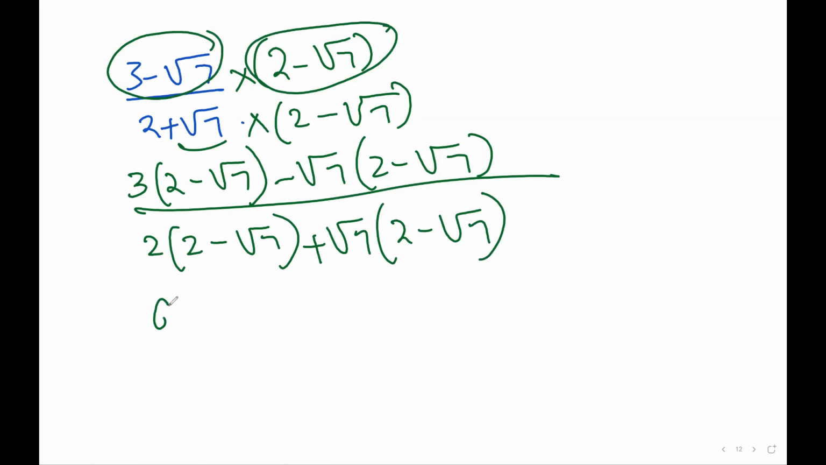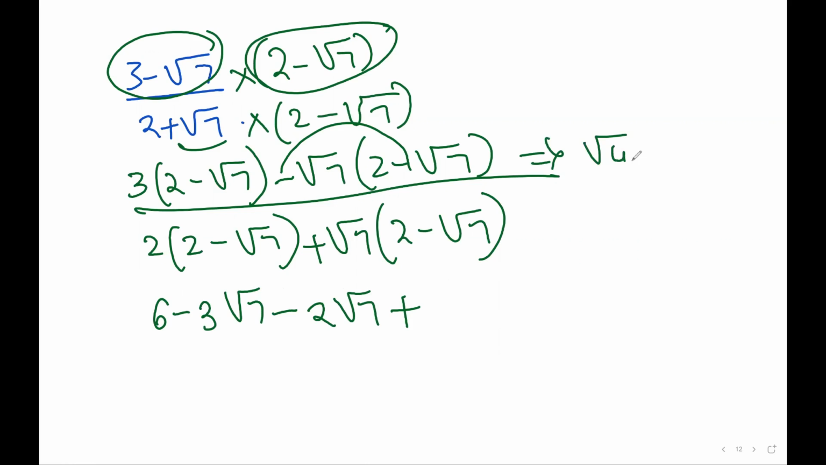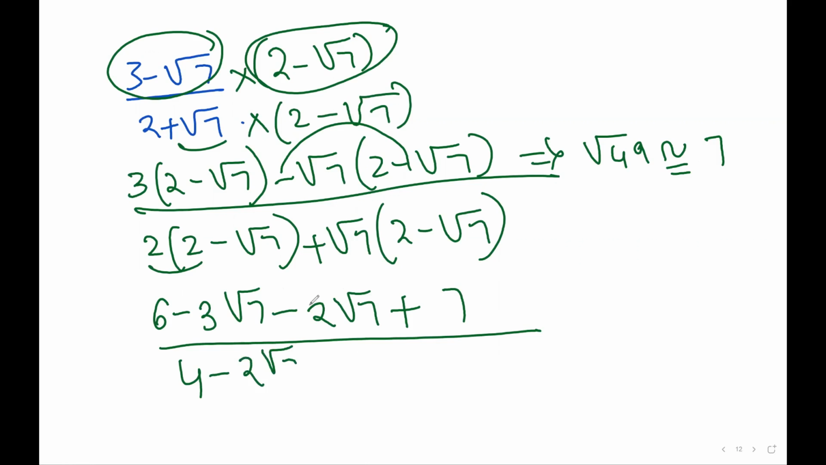So 3 2s are 6 minus 3 root 7 minus 2 root 7, minus minus becomes plus. Root 7 into root 7 is what? Root 49. Basically, this is like this. Root 7 into root 7 is root 49, which is equivalent to 7. Similarly, 2 2s are 4 minus 2 root 7. Here, this is 2 root 7, root 7, here plus minus is minus. Root 7 into root 7 is root 49, which is equivalent to 7. Square root of 49 is equivalent to 7. Are you all with me till here?